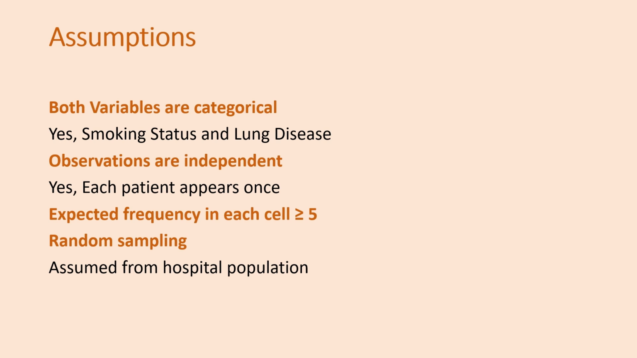The assumptions of chi-square test: both variables are categorical. Here our variables are smoking status and lung disease. Both are categorical. Observations are independent. Second assumption: yes, each patient appears once. The expected frequency in each cell is greater than or equal to 5, we discuss later. Random sampling: assume data from a hospital-based population.